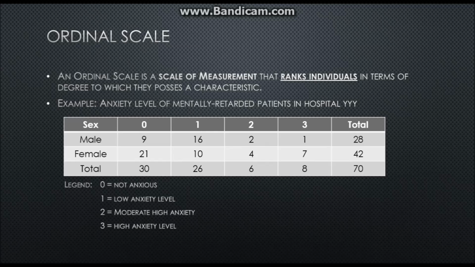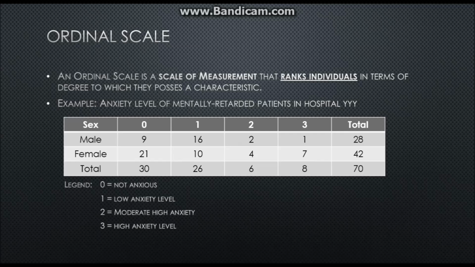Next type of scale is the ordinal scale. An ordinal scale is a scale of measurement that ranks individuals in terms of degree to which they possess a characteristic. Now, compared to the nominal scale, this ordinal scale will rank the individuals or the respondents instead of categorizing them. As you can see here in the example, the individuals were ranked according to their anxiety level of mentally retarded patients in hospital Y. So the ranks are as follows: 0 being not anxious, 1 low anxiety level, 2 moderate high anxiety, 3 high anxiety level.